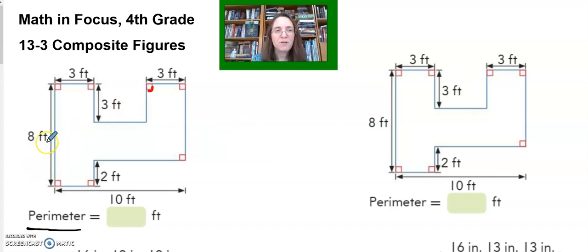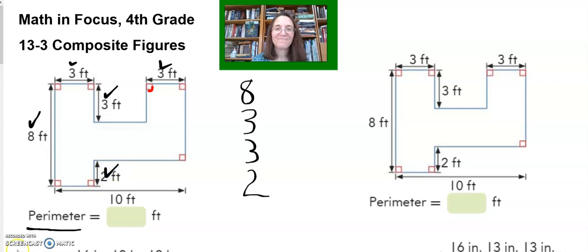Now, to find the perimeter, I need to tell the entire length of every outside edge here. And the book starts by giving us some information about that. So I'm going to write down the ones that come in black first. I'm going to make sure I have 8 feet, 3 feet, 3 feet, 3 feet, and 2 feet written down. And there they are. But the problem with finding the perimeter of this composite figure is that there are several different edges that I don't know the length of. So how can I find those out?